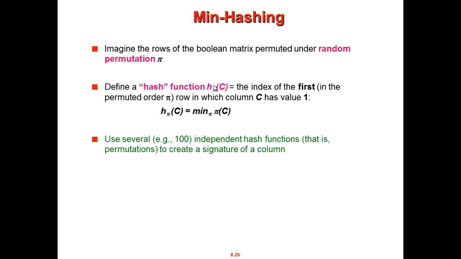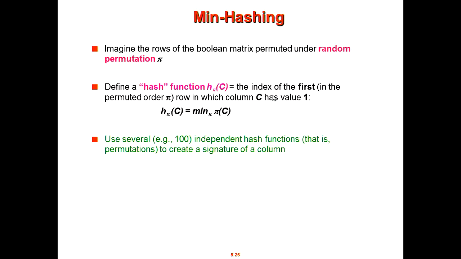And then we can use several independent hash functions, which means several random permutations, to create a signature for a column. Now each column will have one value for each hash function. So one signature bit corresponds to one hash function. If we have 100 hash functions, meaning 100 permutations, we will have 100 signature bits for each column. That's why one column can be reduced to a fixed length signature, and we guarantee that this fixed length signature can be stored in memory for the later computations.